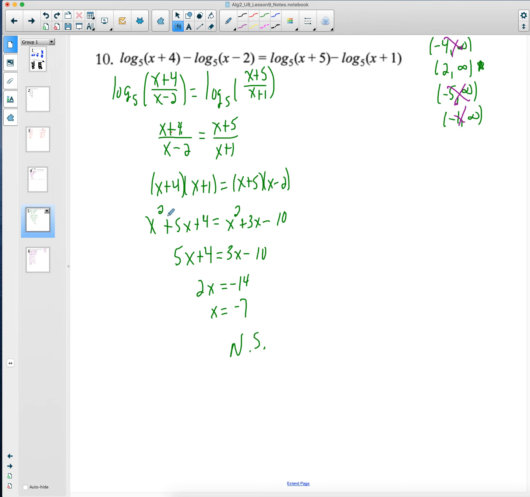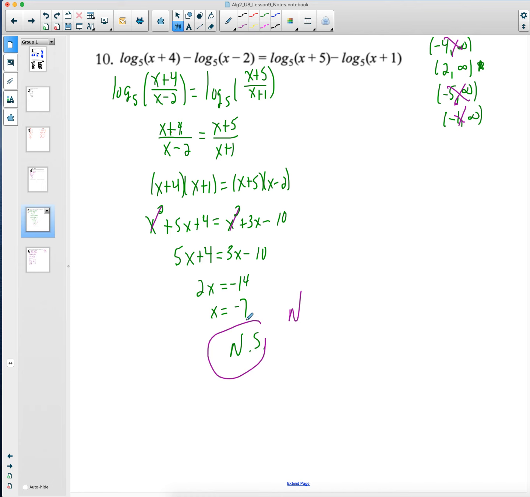All right, and then if we distribute, we get x squared plus 5x plus 4 equals x squared plus 3x minus 10. Now, x squared is common to both sides, so that is equal to 0, so we can just get rid of that. And we get 5x plus 4 equals 3x minus 10, so subtract 3x from both sides, that gives us 2x. Subtract 4 from both sides, that gives us -14. And then we get to -7. Now, once again, if we go back to our working domain, you can see that -7 does not fit into that working domain. There are no other solutions to consider. I have it written right here. So this is a no solution problem.